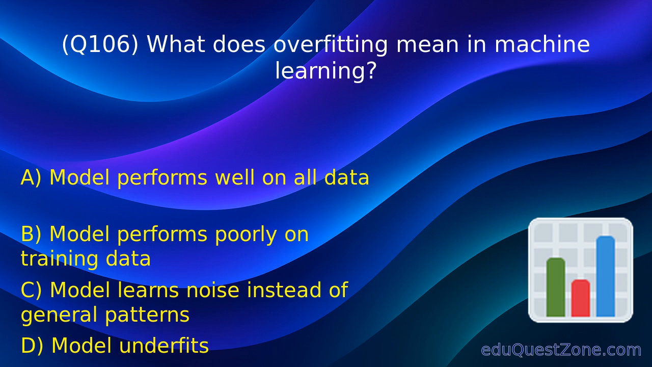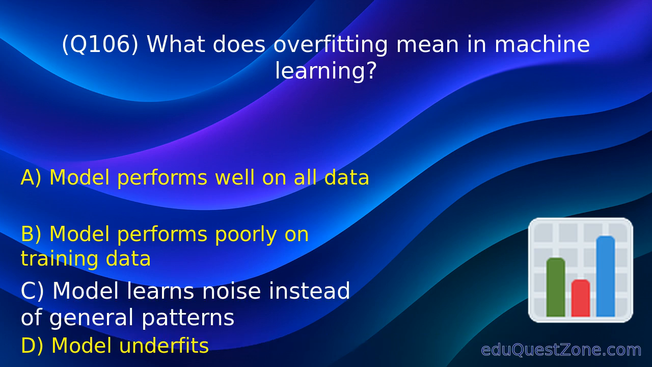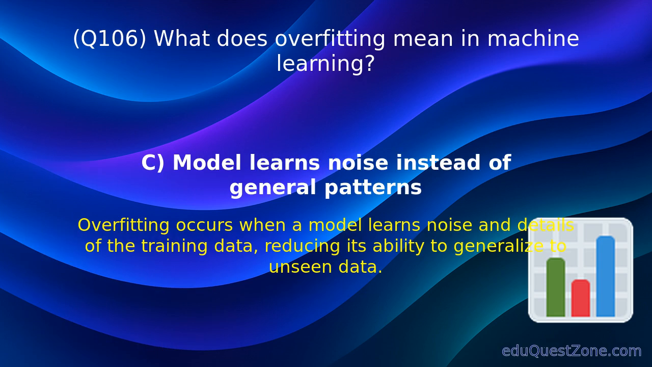Question number 106. What does overfitting mean in machine learning? Option C. Model learns noise instead of general patterns. Overfitting means the model performs well on training data but poorly on new data.